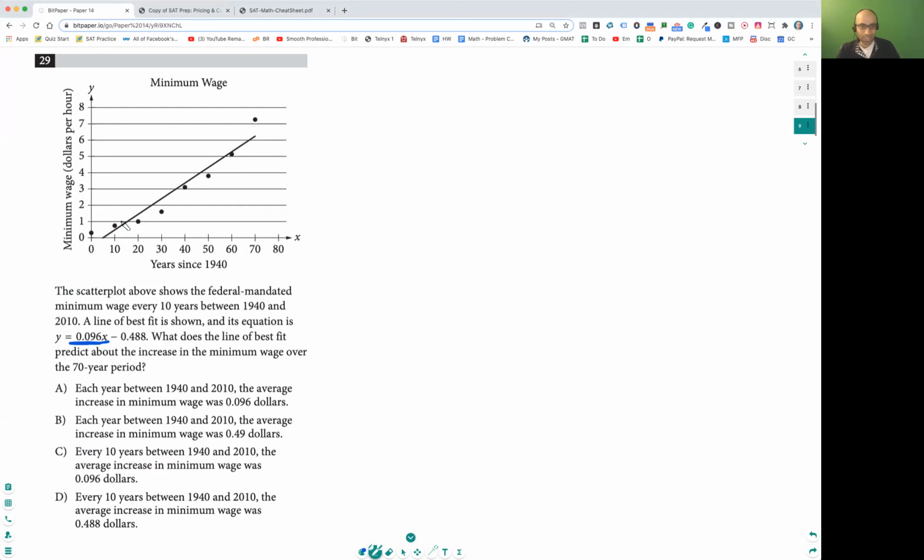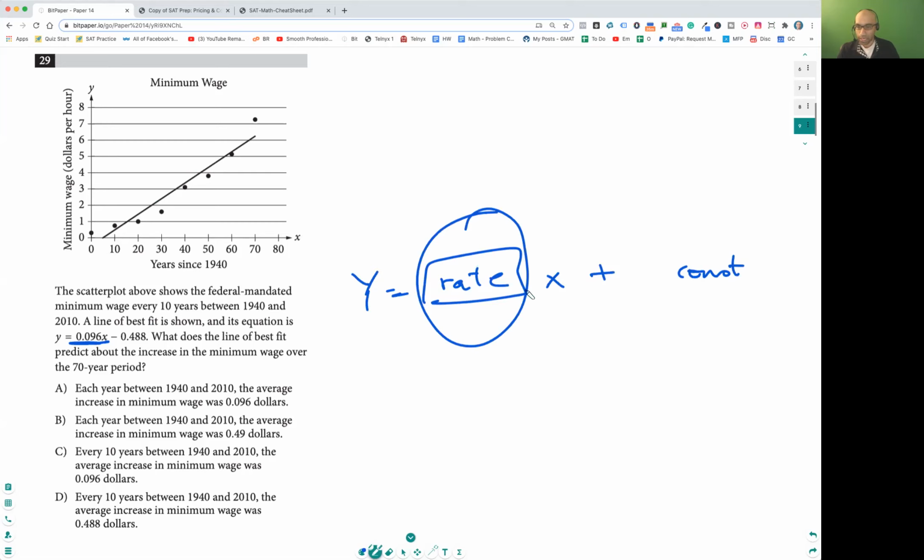So what they're saying is it's just a fancy way of writing y is equal to the increase rate plus the constant, right? This is the rate. The coefficient in front of the x is always the rate, right? So y is, yeah, Miranda, sorry about that.